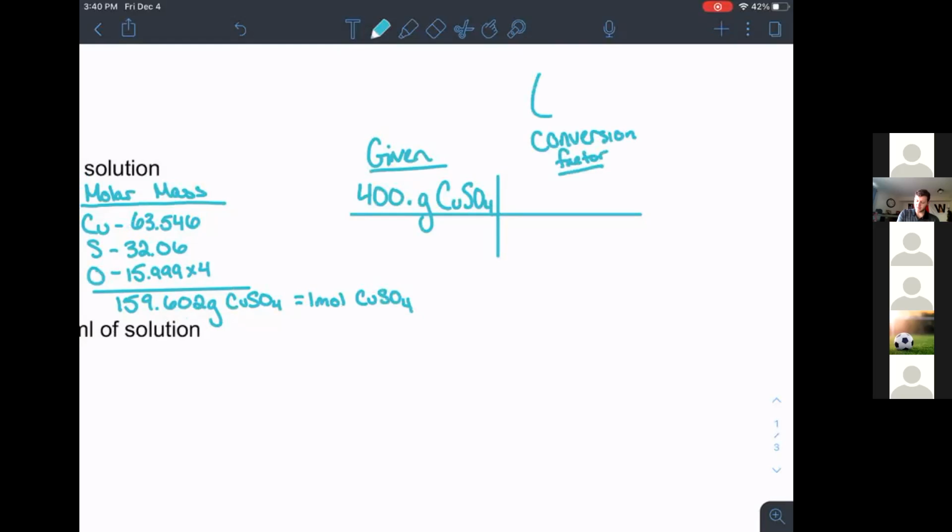And in this case, our conversion factor is our molar mass. Where do I put the 159.602 grams of copper sulfate? Do I put it on top or on the bottom? The bottom. On the bottom, perfect, because I need my grams of copper sulfate to cancel out, to go away. So my units of copper sulfate can cancel out right here, which means my units I'd be left with are on top, the moles of copper sulfate, which is what we're looking for.